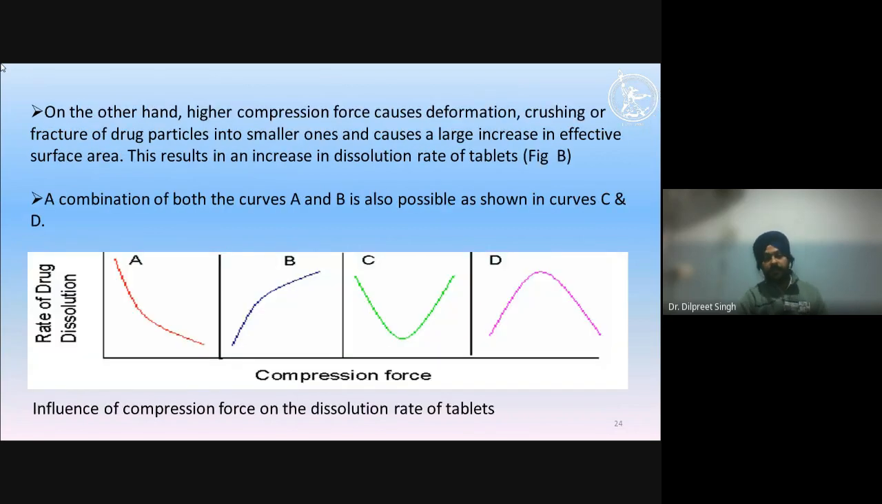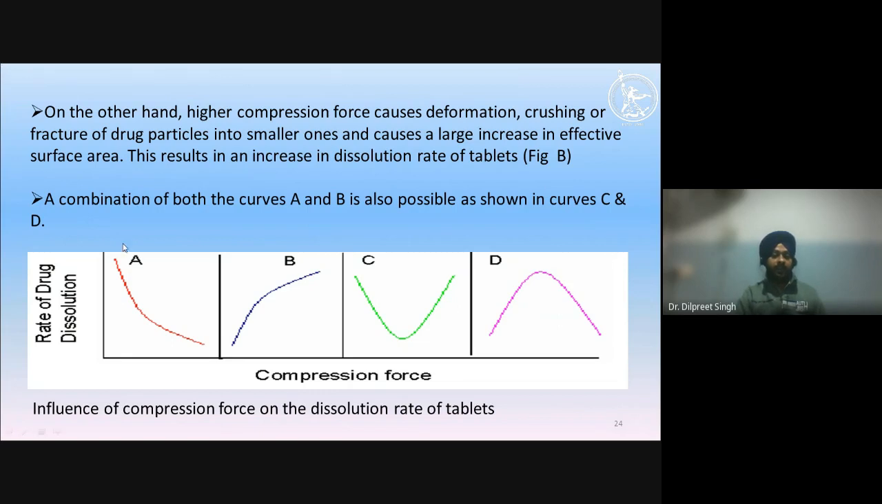When we talk about the compression force, higher compression force causes the deformation, crushing, or fracture of the drug particles into smaller ones. So it causes a larger increase in the effective surface area. This surface area increase results in an increase in the dissolution rate of the tablet. A combination of curves A and B is also possible, as shown in curves C and D.